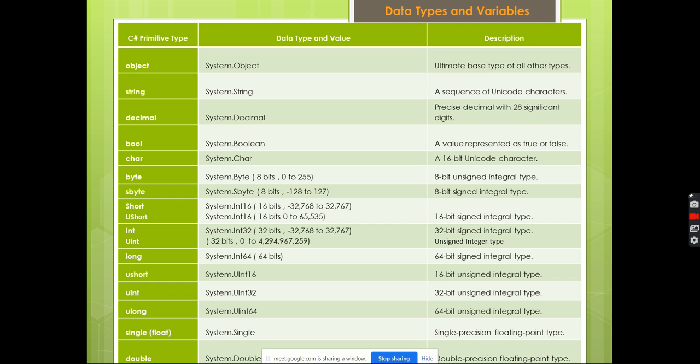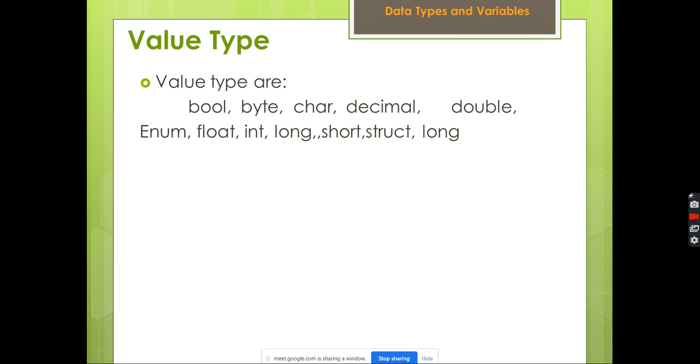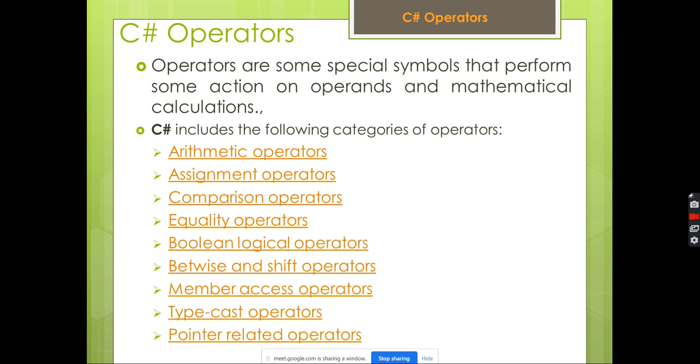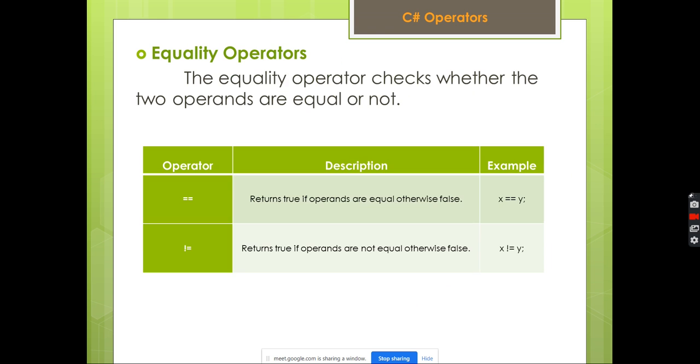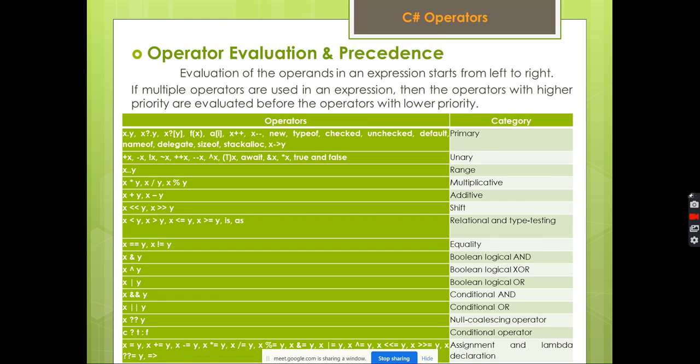Here I have given a brief on how much data, how much value it is going to store. Here is the value type, reference type. You can read this. I will share this slideshow again. These are the operators: arithmetic operator, assignment operator. Okay, yesterday we covered up to operators.